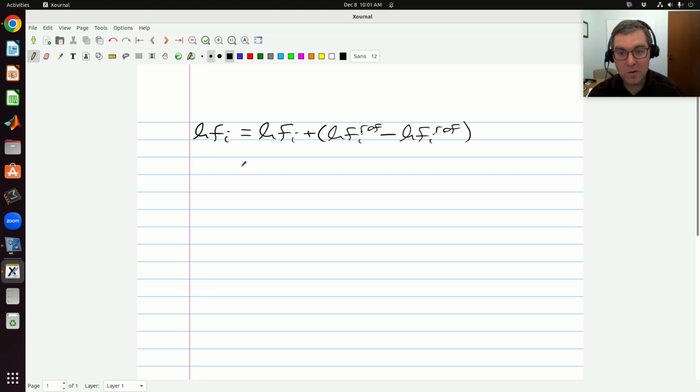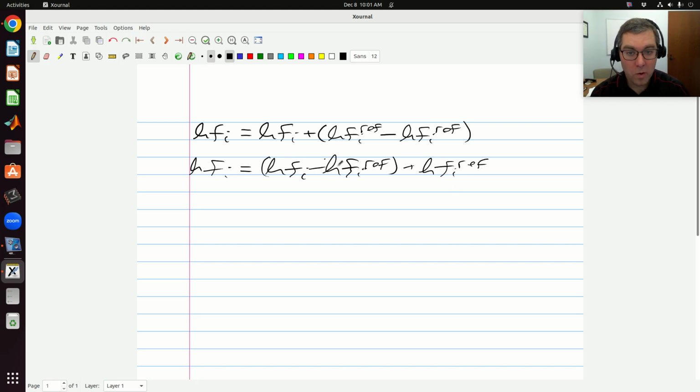And so I'm going to rearrange it so that it takes the form of log f_i ref plus log f_i minus, and actually I'm going to take it back. I want to switch the order. I'm going to write log f_i as log f_i minus log f_i ref, plus log f_i ref. So I'm going to write log f_i as this term, log f_i minus log f_i ref, plus log f_i ref.